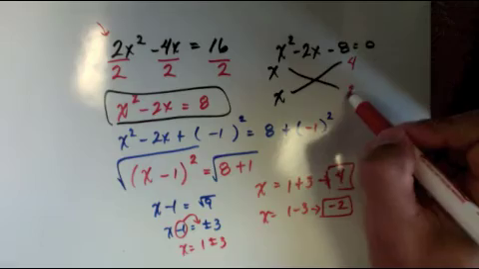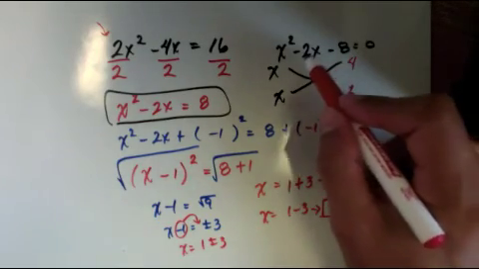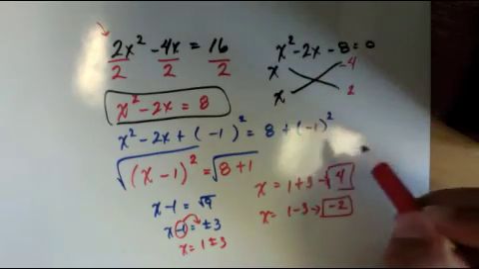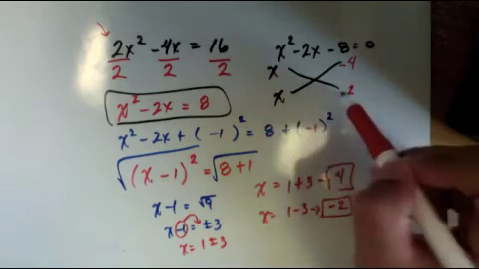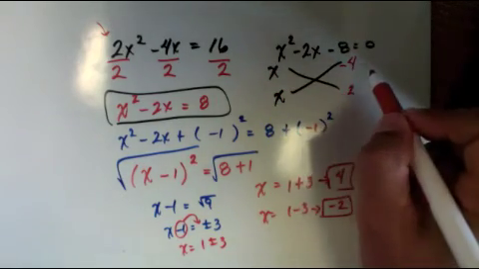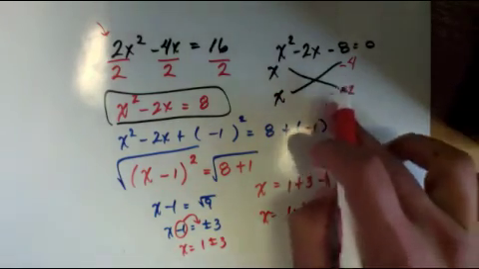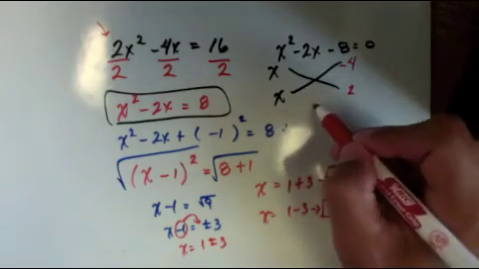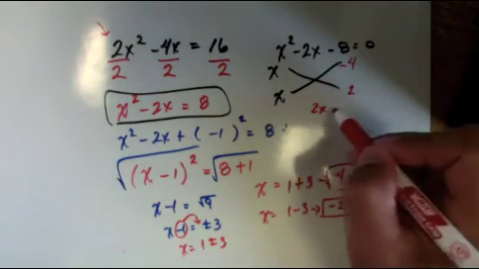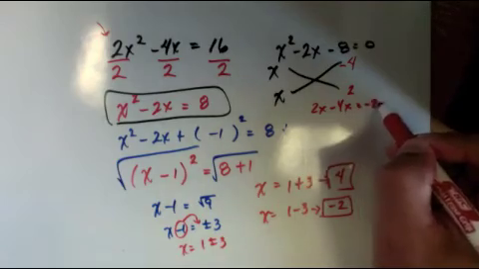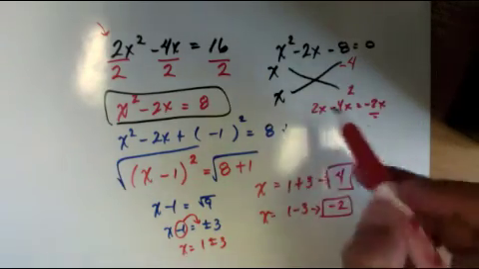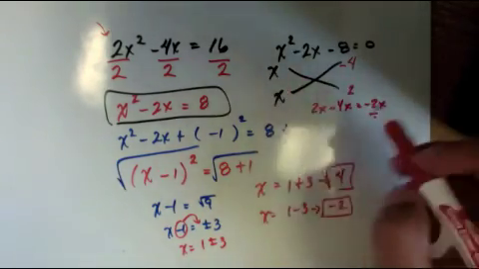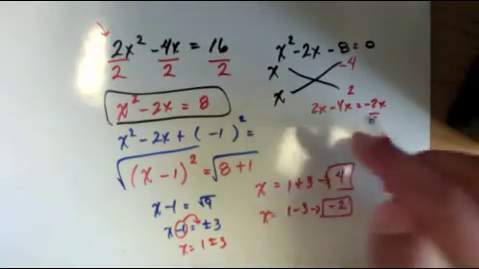Let's see, to get negative 2, this would have to be a negative. X times 2 gives me 2x. X times negative 4 is negative 4x. That's it. And you notice this will end up being my factors.